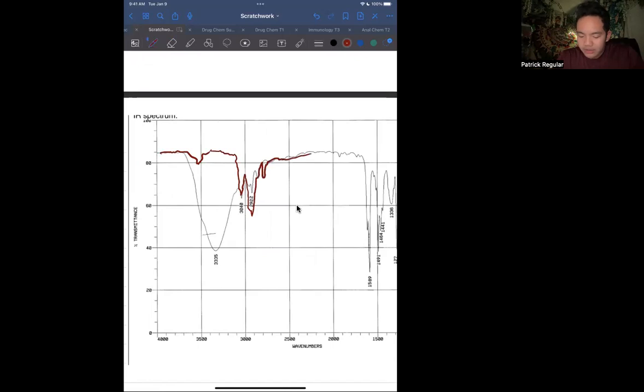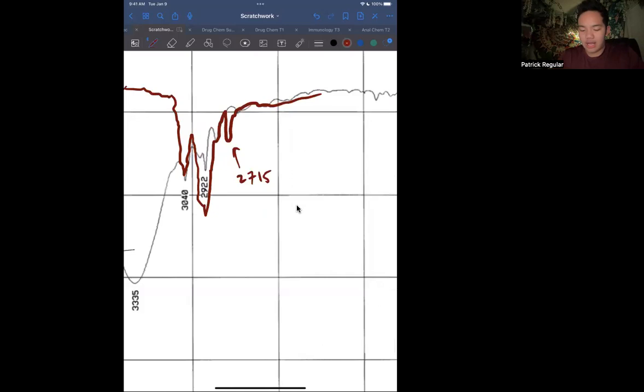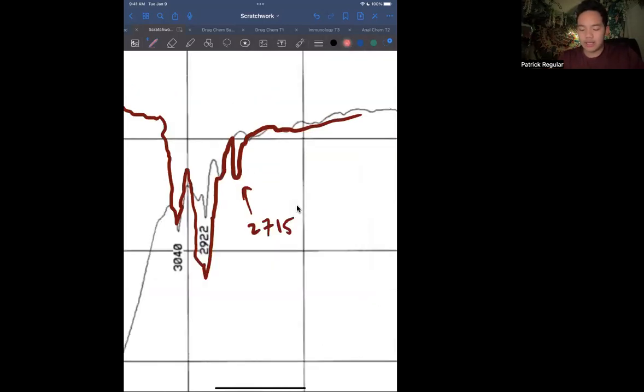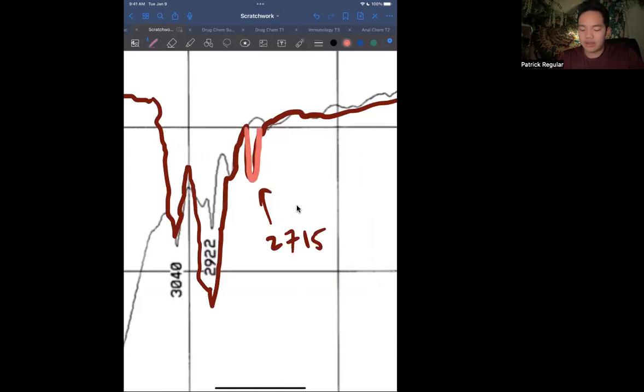All right, and let's say it was marked. Let's say that was 2715, right? Would that be a Fermi doublet? If that's the only thing that's marked, honestly, I would say so. Because if I have a carbonyl carbon and I see a significant peak right here, that second peak is usually going to be the same height.